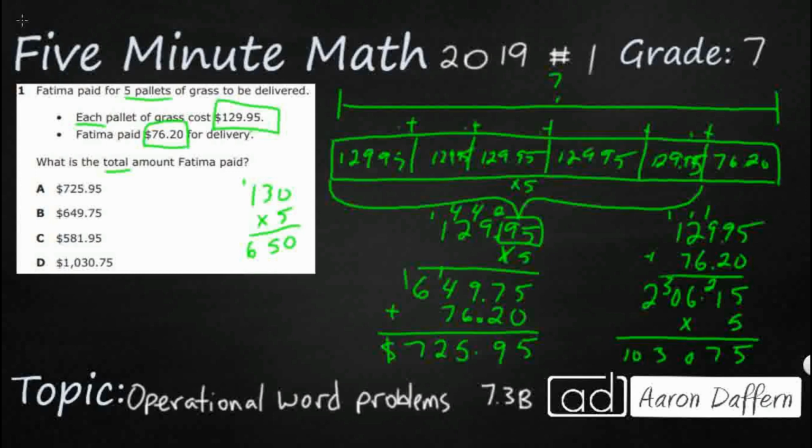Yeah, that looks familiar. So this is where D comes from, in case you're wondering. D comes from adding in the delivery for each one. This 649.75 is our subtotal without looking at the delivery, but our answer here is A.